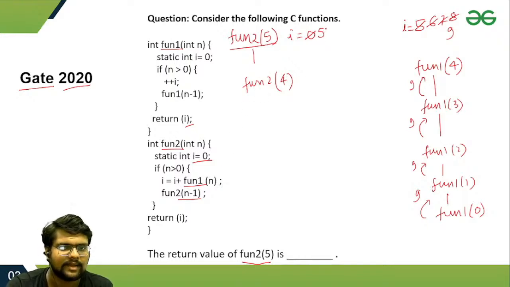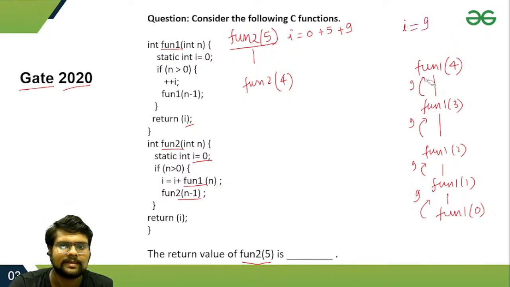So I is 5, so we will add it to 9. So it will be 5 plus 9, that is 14. Let me write it something like this: 0 plus 5 plus 9. Previously the value was 0, then it is 5, and now we are adding 9 to it. Now the current value of I for F1 is 9.